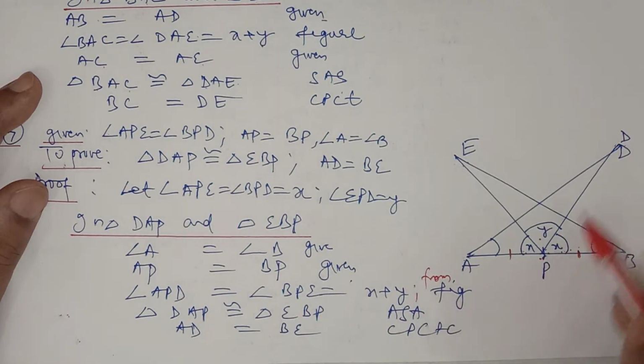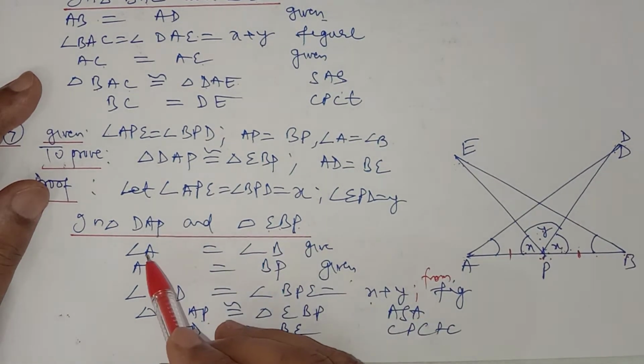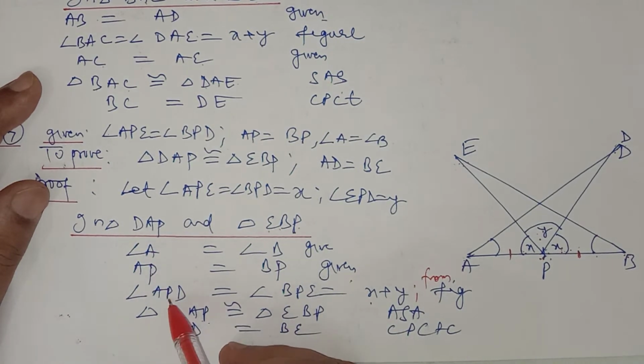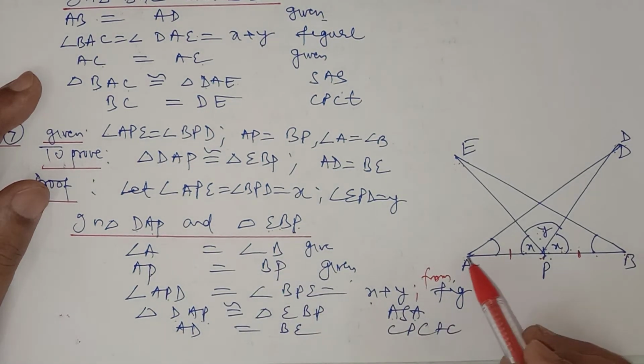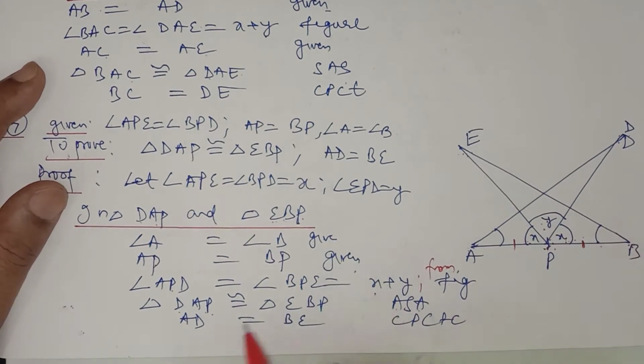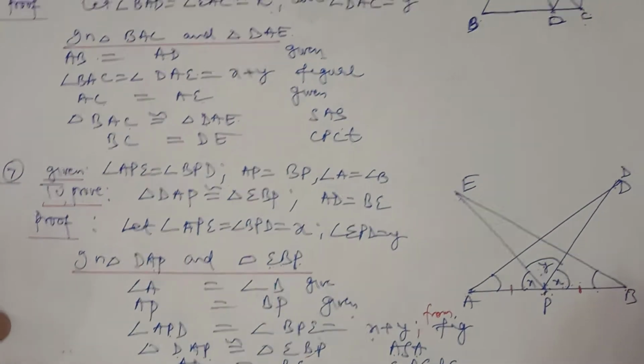And angle APD, which is equal to X plus Y, and BPE, which is also equal to X plus Y, they are equal. So we can say that the triangle DAP is congruent to triangle EBP by angle side angle. They are congruent, and when they are congruent, we can see easily that AD will be equal to BE by corresponding part of congruent triangles. So this is the way we have to prove that the triangles are congruent.